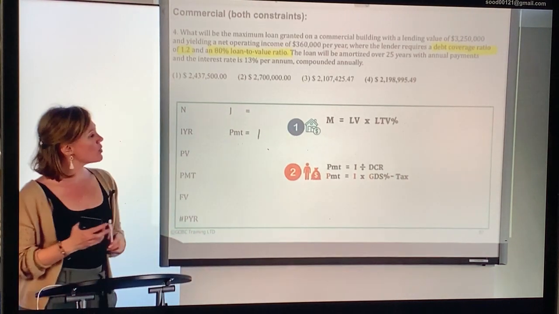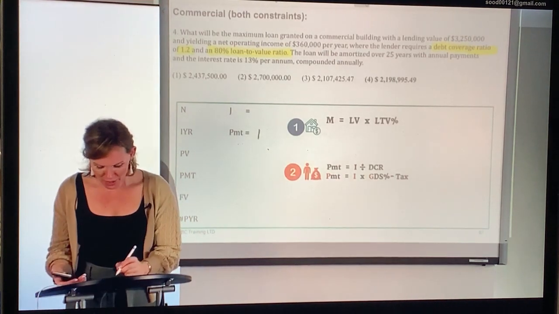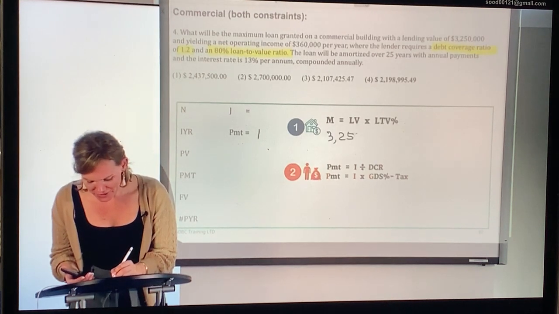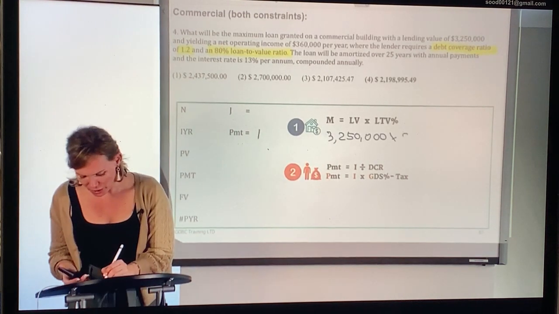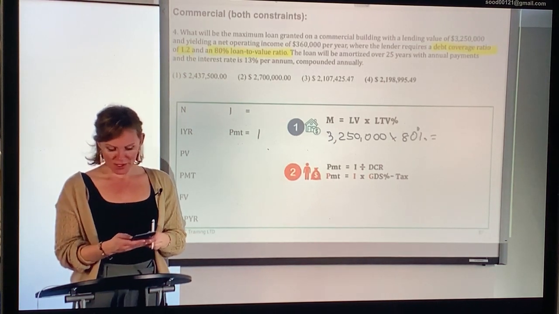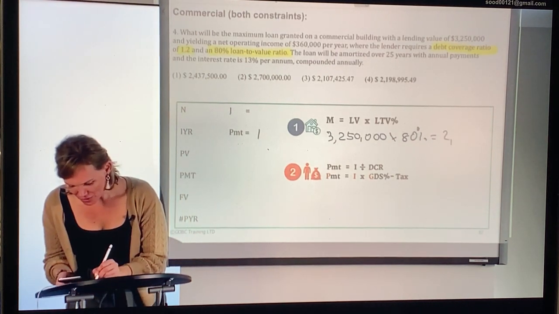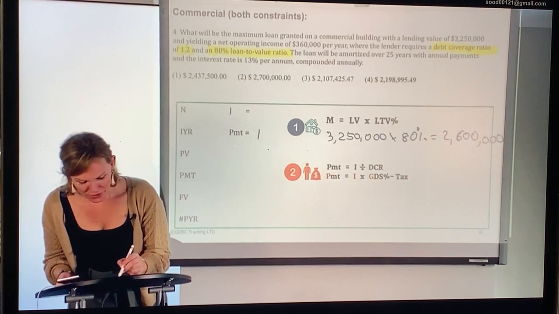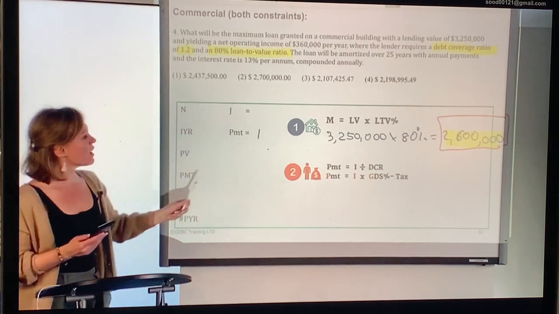We need the lending value and the loan to value ratio to find out how much the mortgage could be based on the property value. The lending value in that question is 3,250,000, times 80% loan to value ratio. Let's see how much that comes up to. 3.25 million with all the commas, multiplied by 80%. Mine came up as 2,600,000. So that's what I got. This is my constraint based on the property value, right? Did you get the same one?